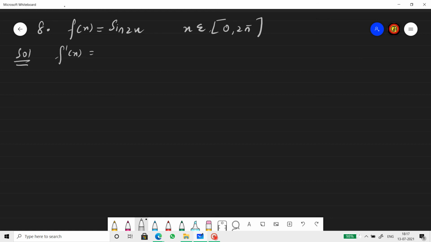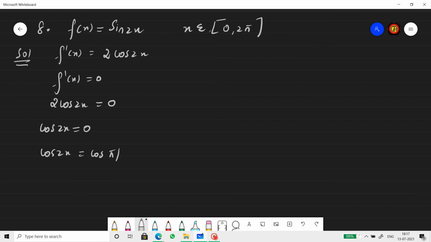f dash of x is 2 cos 2x. Then f dash of x is equated to 0. So 2 cos 2x is equal to 0. That means cos 2x equal to 0. Now cos 2x is 0, that is by cos 90 degree. For all the odd multiples of 90, we get 0. Cos 90, cos 3 pi by 2, 270, cos 5 pi by 2 and so on. For all the odd multiples of 90, we get 0 for cos.